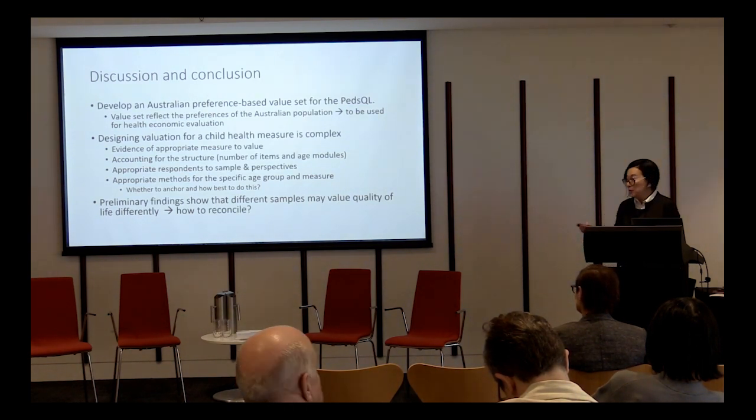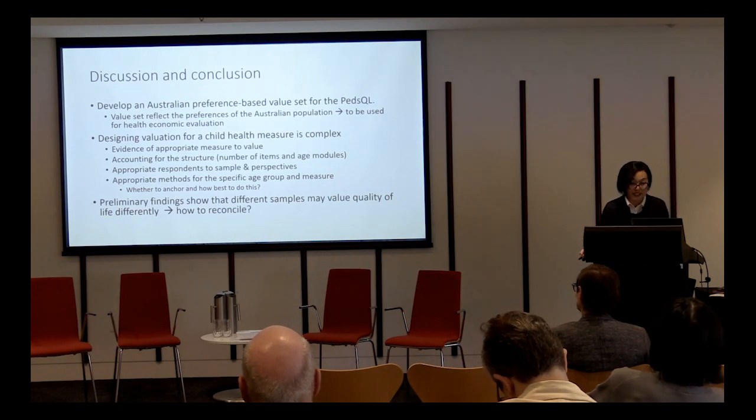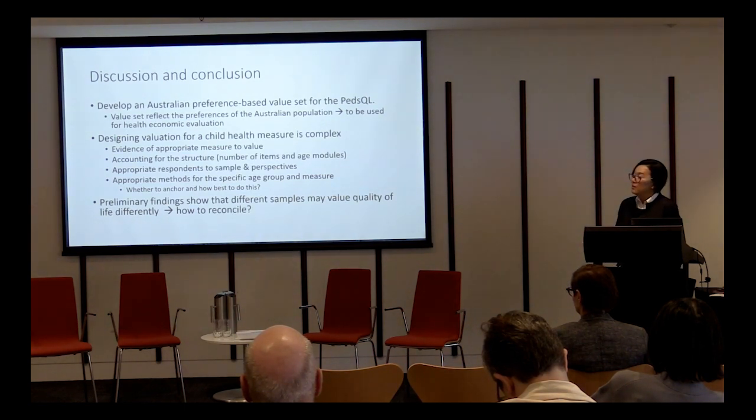As this is the first, I guess, to value preferences in Australia, and we don't know of any that have been done internationally either. When we're designing a valuation study for a child health measure, it's quite complex. As you can see, there are so many considerations to take account of. Evidence of the appropriate measure to value. We need to think about the structure of the instrument we're looking at.